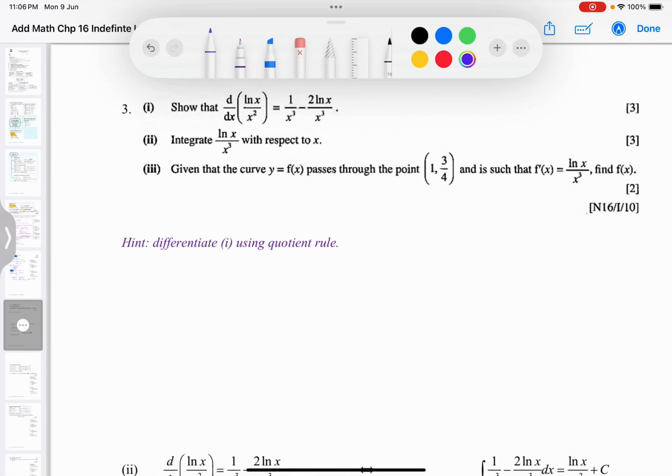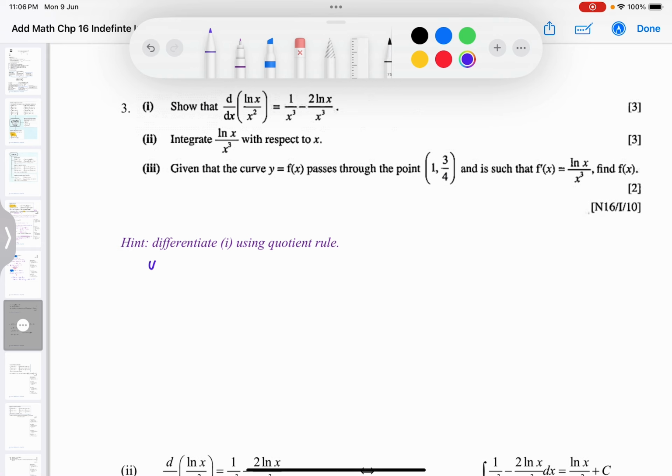Okay, now we'll do question 3. Show that d over dx of ln x over x squared is given by this expression. Okay, so this part of the lesson is nothing to do with integration. Part 1 is still all differentiation, which you should be good at by now. This is asking you to differentiate a fraction where there's an expression of x on top and an expression of x at the bottom, the numerator and denominator respectively. So this is actually using the quotient rule.